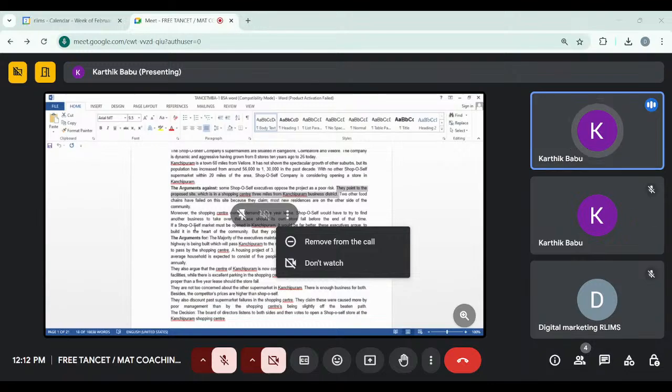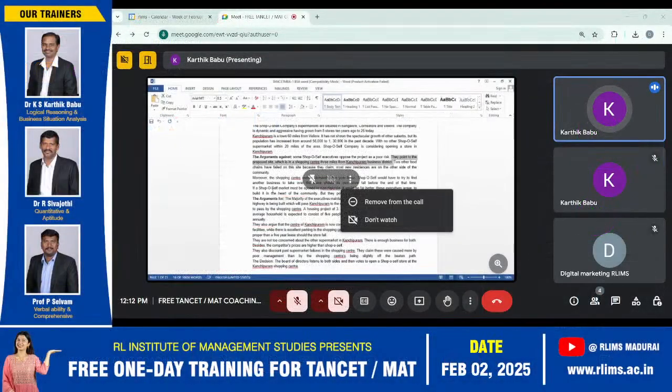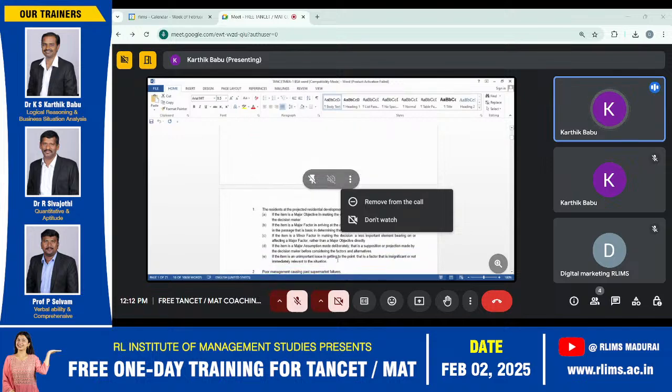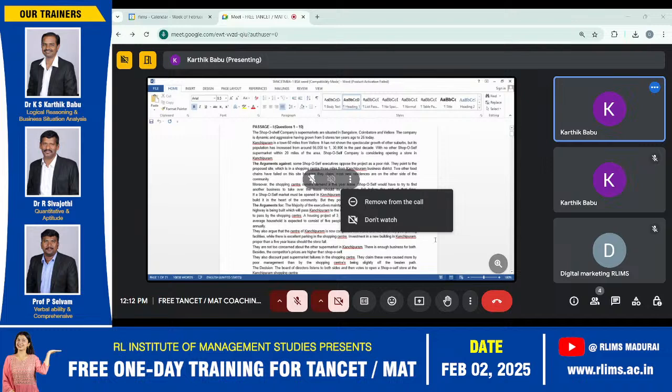ஸோ இதெல்லாம் பார்க்கும்போது ப்ராஸ்பெக்ட்ஸ், ப்ராபபிலிட்டி ஆஃப் ஃபெயிலியர் இஸ் மோர். ஸோ அதனால வேண்டாம் அப்படின்னு சொல்லி அவங்களோட ஆர்குமெண்ட்ஸை அகெயின்ஸ்ட் பண்றாங்க. They are not considering opening a store in Kanchipuram. Then arguments for, நீங்க பாத்தீங்க அப்படின்னா, the site has great potential அப்படின்னு சொல்றாங்க.